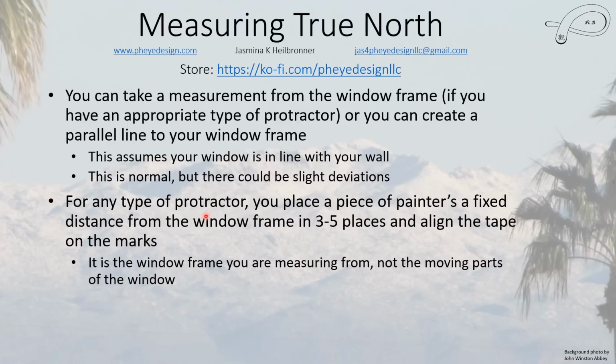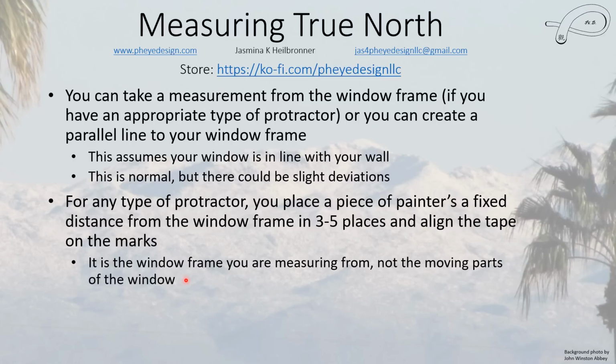Now, for any type of protractor, you can place a piece of painter's tape a fixed distance from the window, and you measure that fixed distance at least 3 places. It's better if it's more like 5 places, and you align the tape on the marks. And the reason why I keep mentioning painter's tape is if you have a painted windowsill, the painter's tape will come off without ripping the paint off. There are other types of tape that could rip the paint off, and then you have to repaint, and it's a big pain. Painter's tape is just safer, and it's adequate, and it's not terribly expensive.